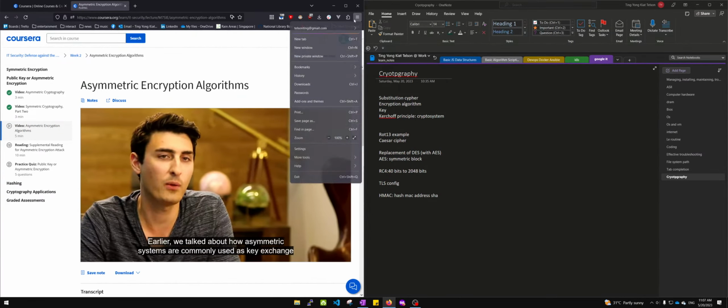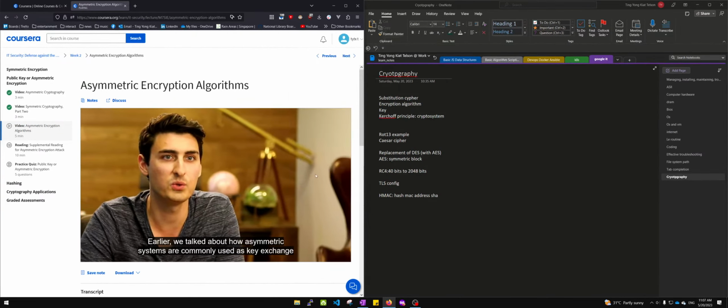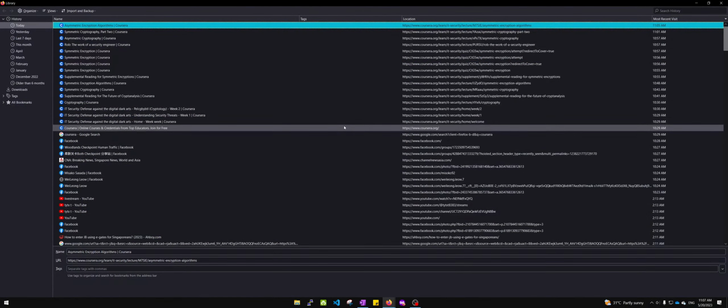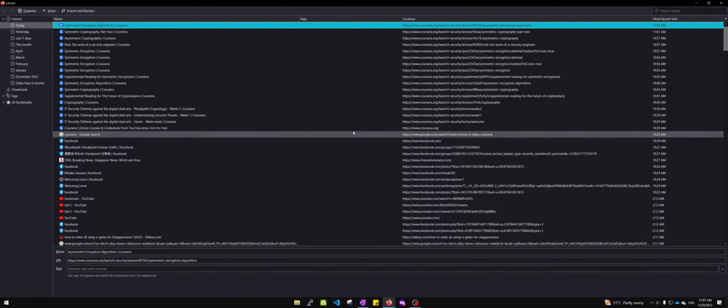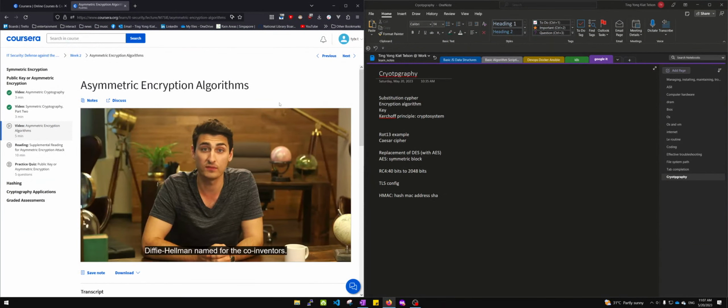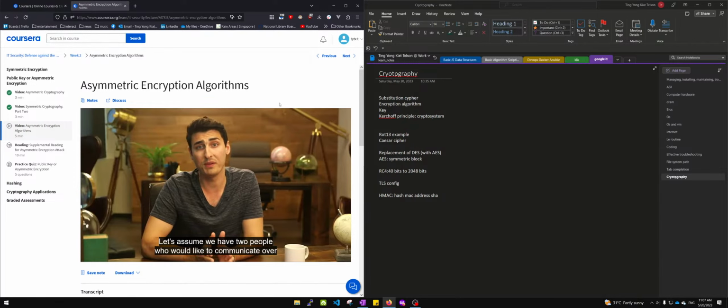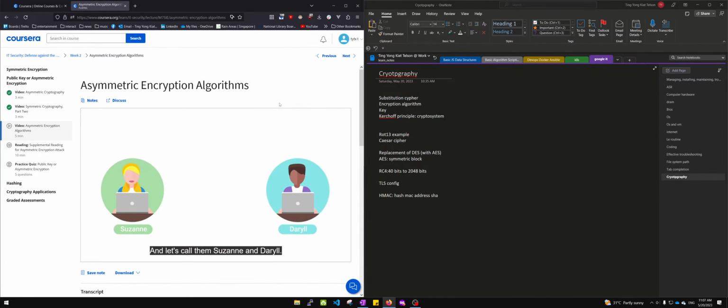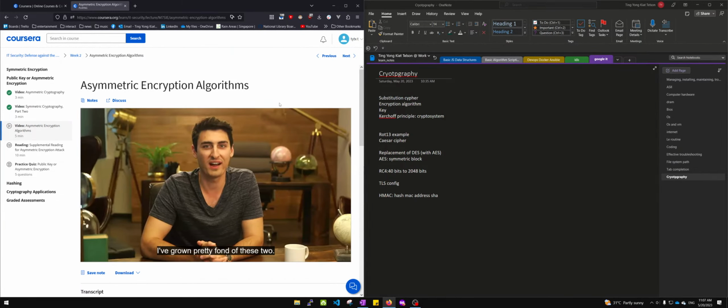Earlier, we talked about how asymmetric systems are commonly used as key exchange mechanisms to establish a shared secret that will be used with a symmetric cipher. Another popular key exchange algorithm is DH, or Diffie-Hellman, named for the co-inventors. Let's walk through how the DH key exchange algorithm works. Let's assume we have two people who'd like to communicate over an unsecured channel, and let's call them Suzanne and Daryl. I've grown pretty fond of these two.